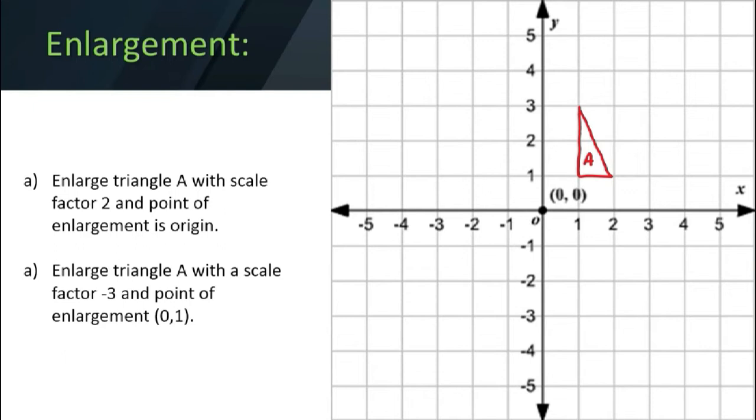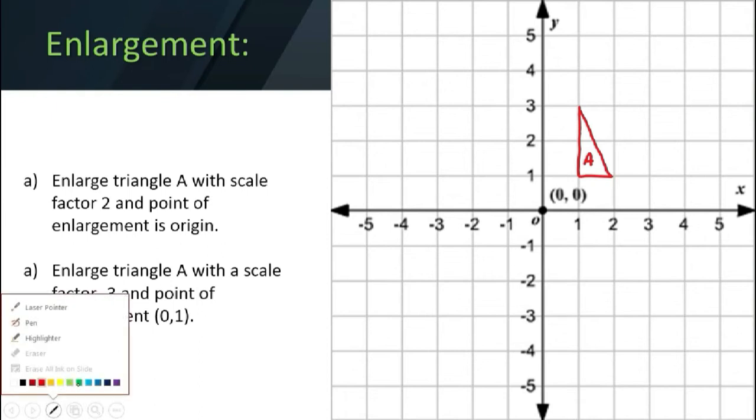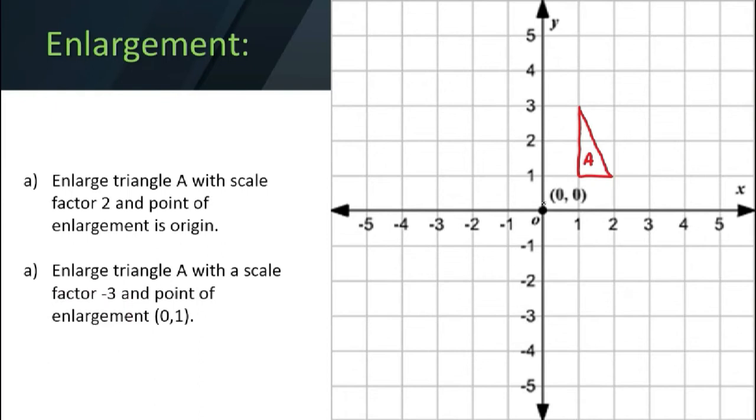So if we read the first question, here we have to enlarge triangle A with the scale factor 2, and the point of enlargement is origin. So origin is 0, 0. First we will mark the origin. So here we have marked this origin 0, 0. Then to enlarge a given object, one by one we will join each vertex with the point of enlargement and extend the line. Where we will extend the line, it will depend on the scale factor.